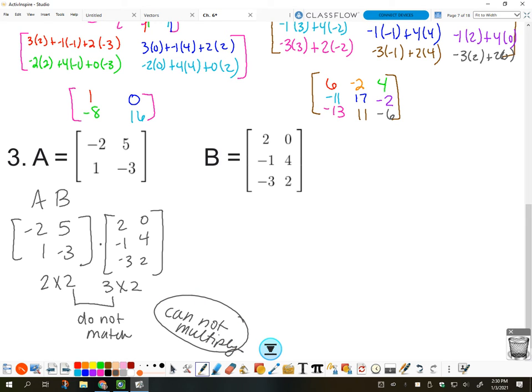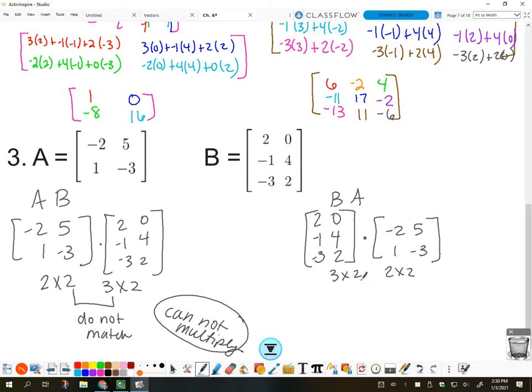Alright, so let's come over here and think about b times a, because we can't do a times b, but that doesn't mean we can't do b times a. So we put b first, times a. Then this is a 3 by 2. This is a 2 by 2. Those do match, so we should end up with a 3 by 2 as our answer.